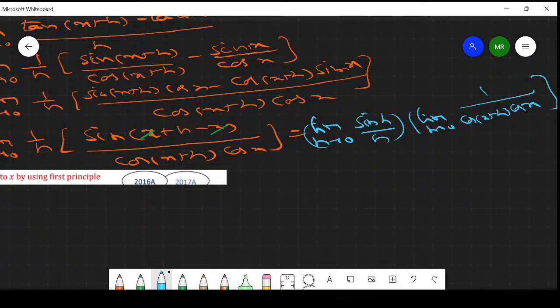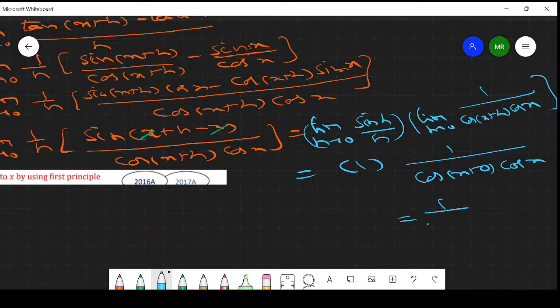This is cos x. Now if you apply the limit, do you know this limit is 1? Substitute the limit here: cos of x plus 0 into cos x. In the place of h write 0. Then it comes 1 by cos x into cos x, 1 by cos square x. 1 by cos is nothing but secant square x. So that is your required answer.